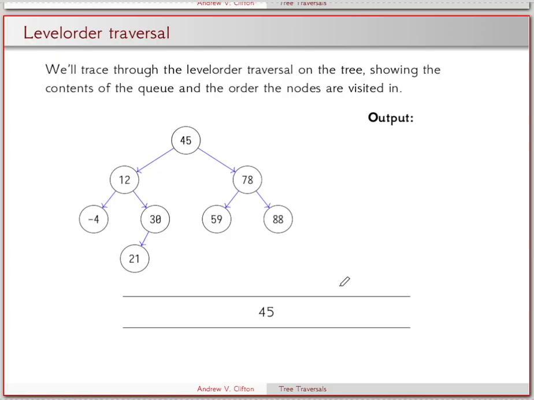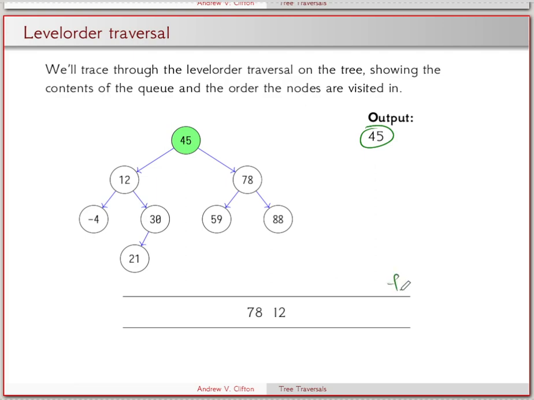All right, so we're going to trace through the level order traversal on our tree here, showing both the contents of the queue and the order the nodes are visited in. So again, we start by enqueuing the root. Then we're going to dequeue 45. So 45 comes out, we visit 45, and then we enqueue both of its children. So the contents of the queue are now 12 and 78, like that.